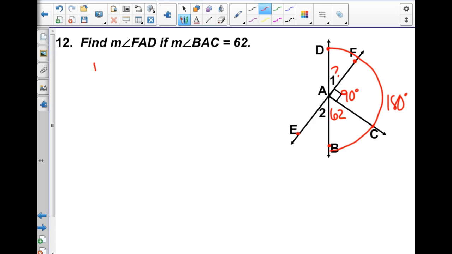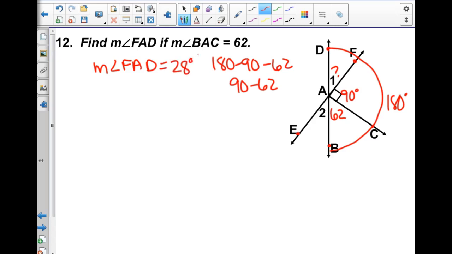So let's just figure out the measure of angle FAD by doing 180 minus 90 minus 62. 180 minus 90 is 90. 90 minus 62 is 28. And that's how we got it. Now you don't have to write this step, but you can just use your calculator and subtract.